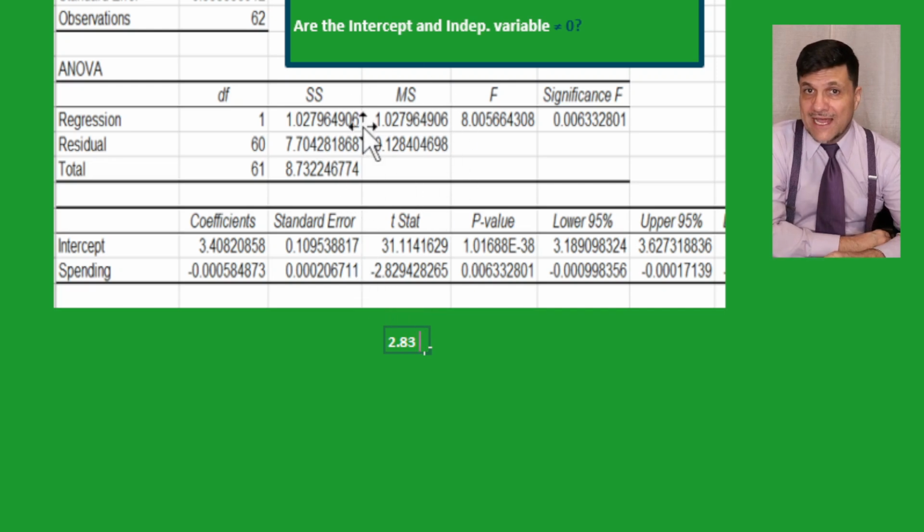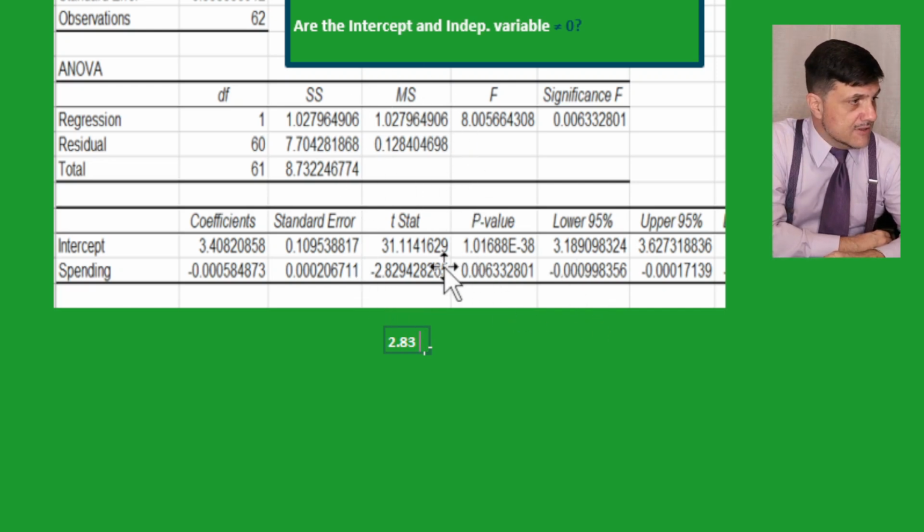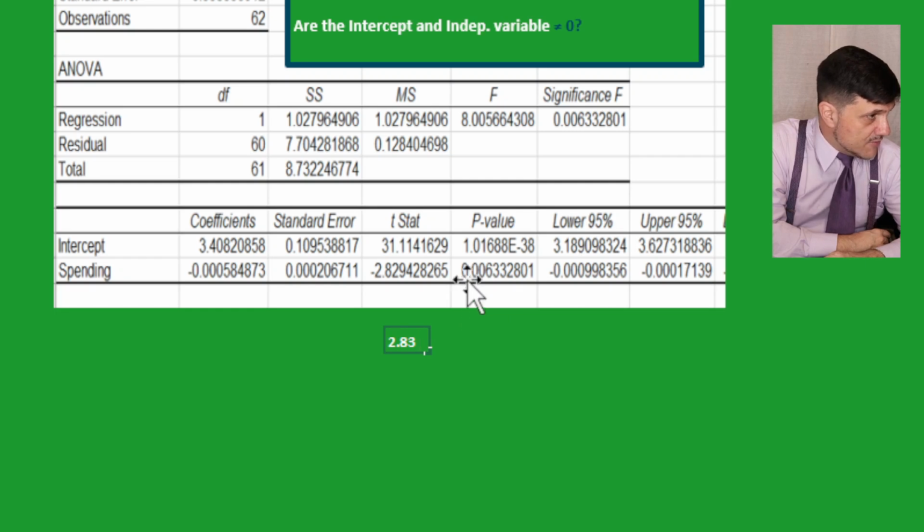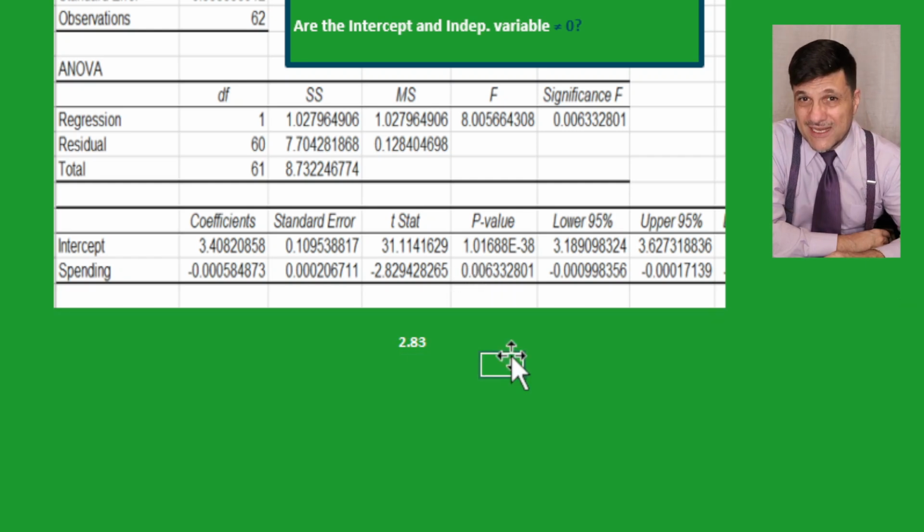Oh, I don't have the critical value. Well, take a look at the p-value. Is the p-value lower than 5%, or 2.5% if it's two tails? It is. The p-value is 0.0006. It's a very tiny p-value. Then you can reject the hypothesis that the spending coefficient equals 0.